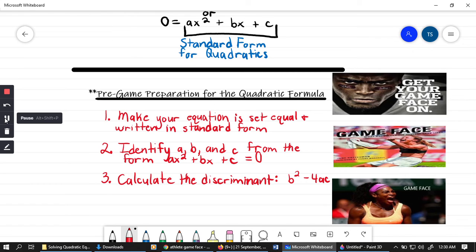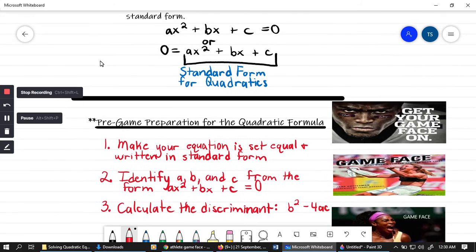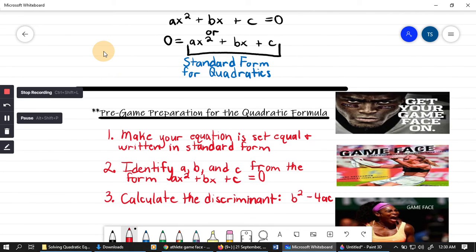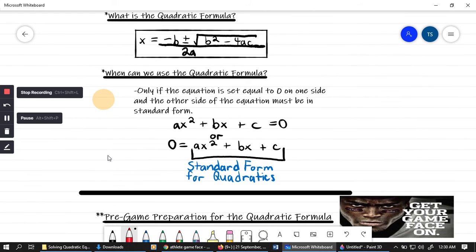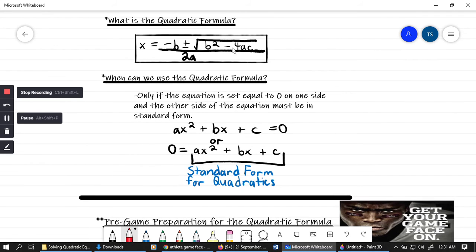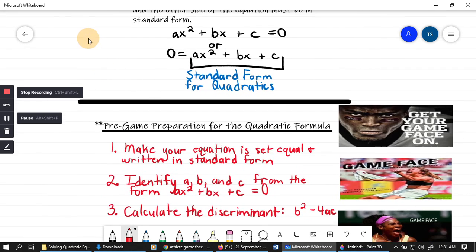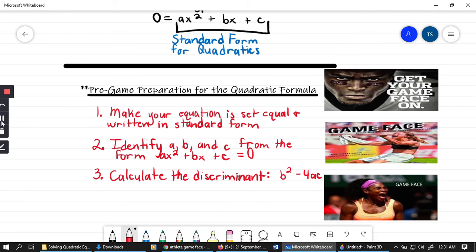Okay, so the discriminant is a certain part of the quadratic formula. If you look at the quadratic formula up above, the part that says b squared minus 4ac is the part that is up under the square root. In other words, it's your radicand, the part that you're taking the square root of. So you're going to calculate that expression, b squared minus 4ac. That is what we refer to as the discriminant.